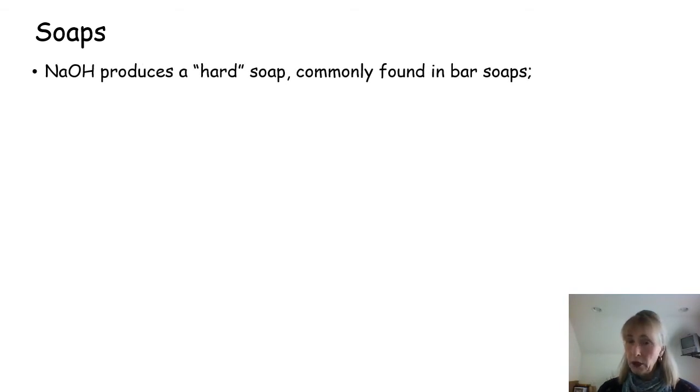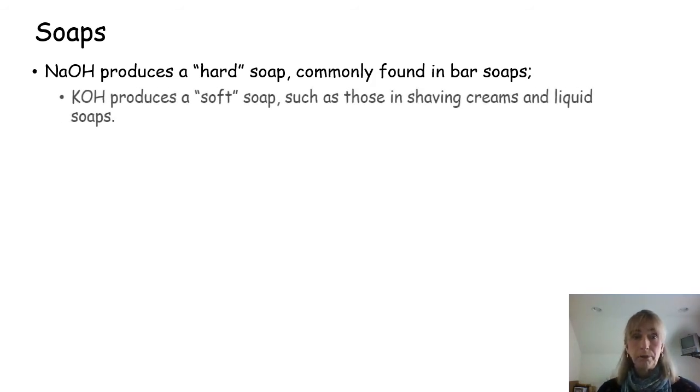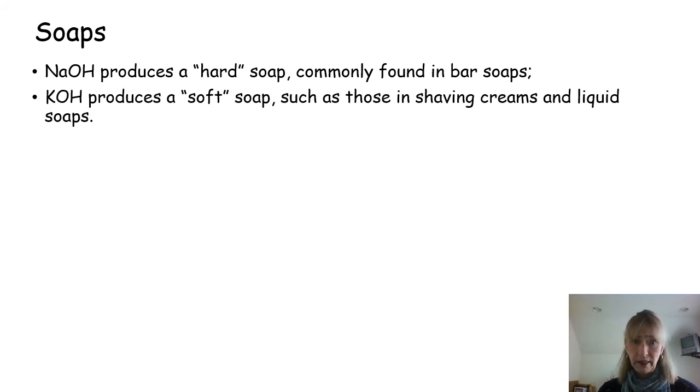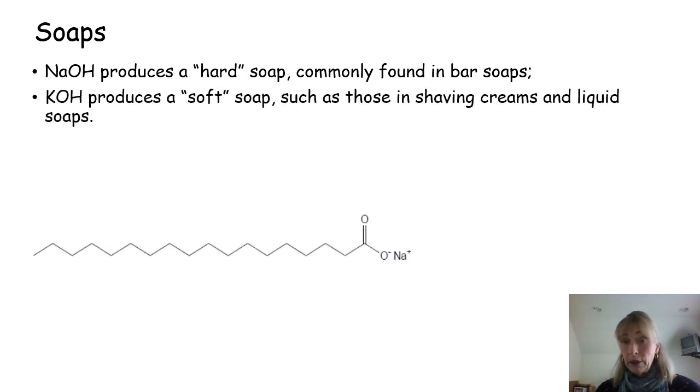So we said we could use either sodium hydroxide, a strong base, or potassium hydroxide, another strong base. Sodium hydroxide produces what is called a hard soap, and these are what we commonly find in bar soaps. If we use potassium hydroxide, that produces a soft soap, such as the ones in shaving creams and liquid soaps. Here is an example of a soap.